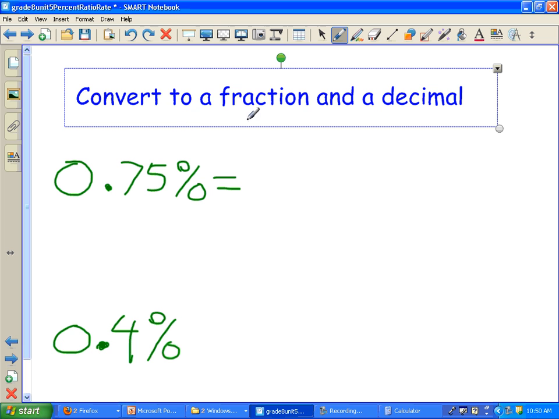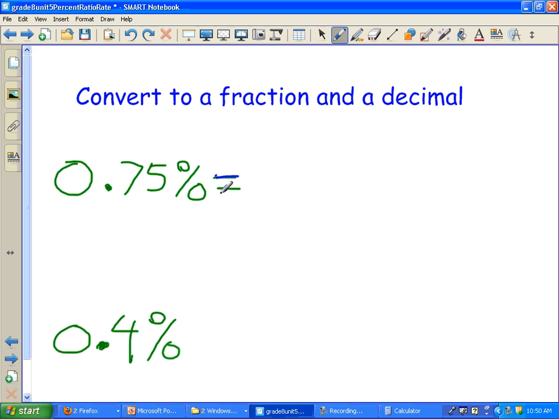How do we convert a fraction and a decimal? So let's change this here, percent, to a fraction. Well, if it's 0.75%, that means it's 0.75 out of 100. Okay? The only difference is we're not dealing with whole percents. We're dealing with part percents.